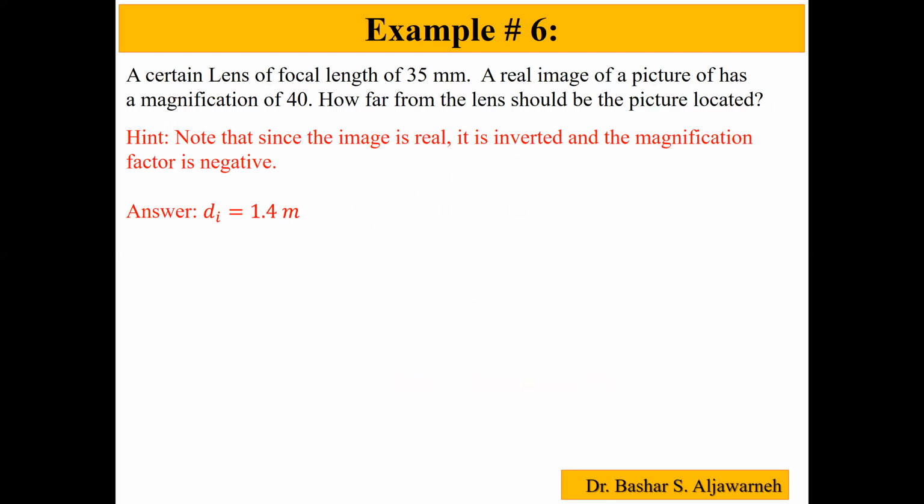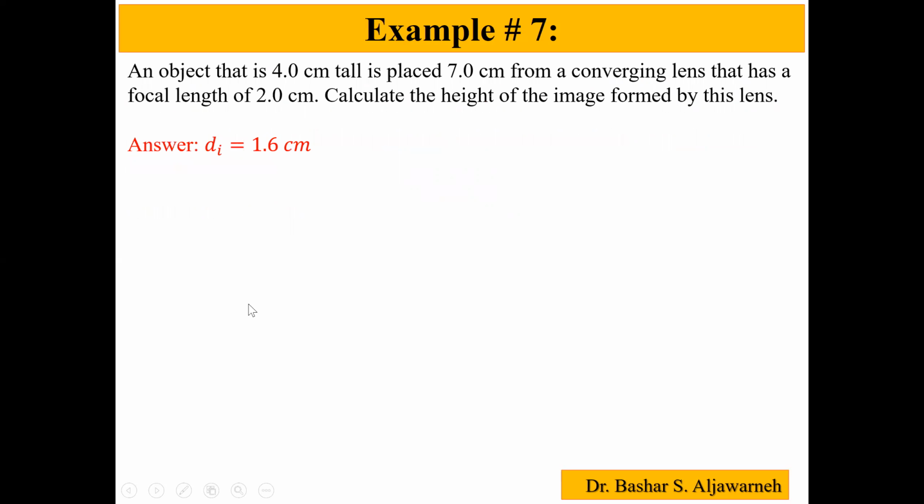Okay, this example, I will leave it for all of you as practice. Insert a lens of a focal length of 35 millimeter. Here, we are talking about positive focal length, which means I'm talking about a converging or convex lens. Again, we're saying here real image, which means we are talking about convex lens, of a picture that has a magnification of 40. How far from the lens should the picture be located? This one too, I will leave it for all of you as practice.